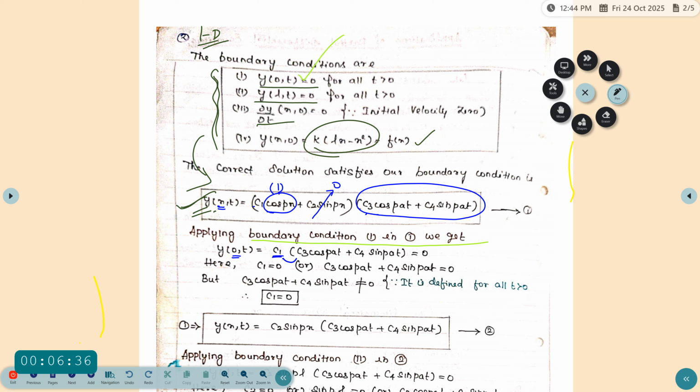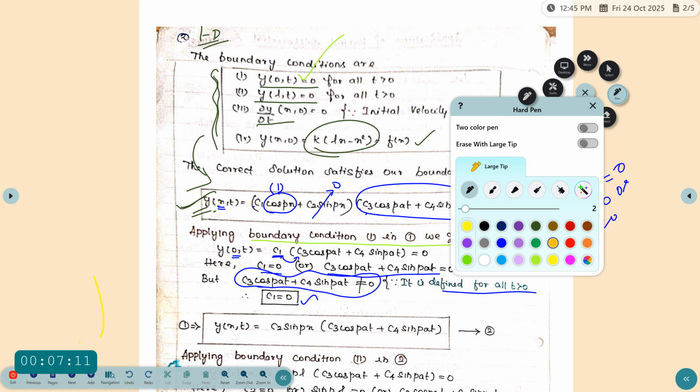Here the product of two terms equals 0. AB equal to 0 means what are the possibilities? Either A equal to 0 or B equal to 0. The same concept is applied here: either C1 equal to 0 or the term within the bracket equal to 0. But the term within the bracket is not equal to 0 because it is defined for all t greater than 0. So, the only possibility is C1 equal to 0.